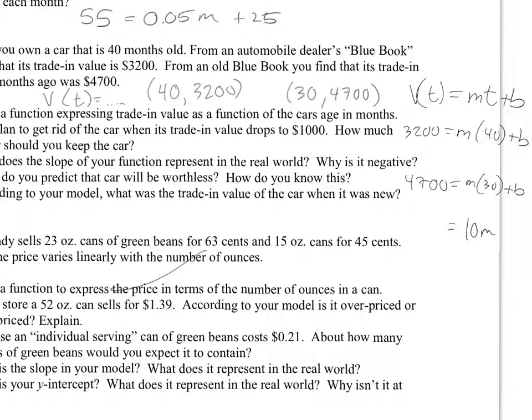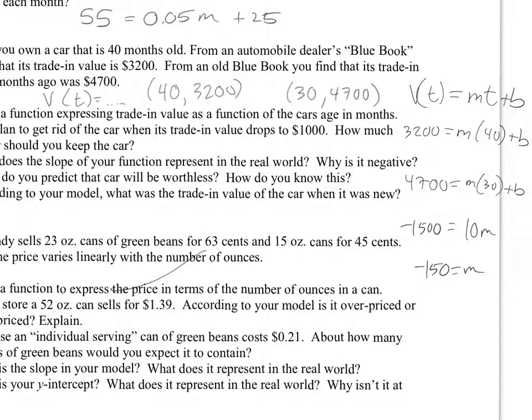Why is the slope negative? We'll talk about that in a moment, but why? Because the price of the car goes down. Yeah, the car loses value over time. So it's got to be negative. 3,200 minus 4,700 is negative 1,500. Divide by 10, negative 150. Okay? Negative 150 is the slope.